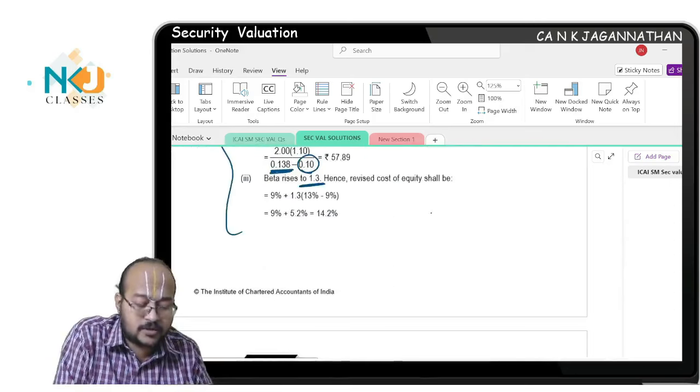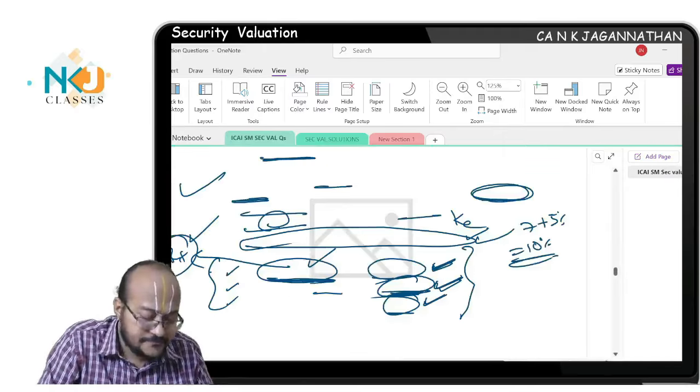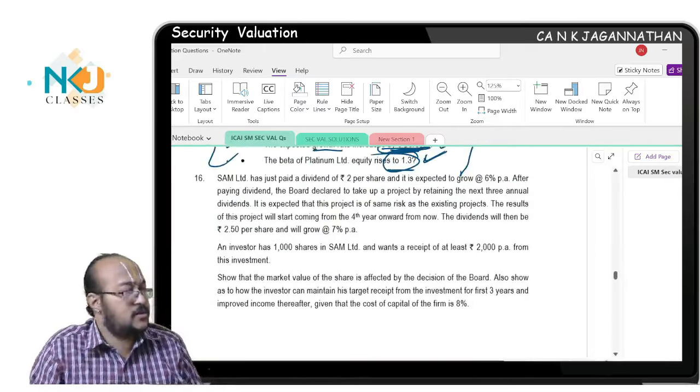Beta rises to 1.3, hence revised cost of equity. Okay, all this given, and you will find out the value of the equity share. Okay, take question number 16.